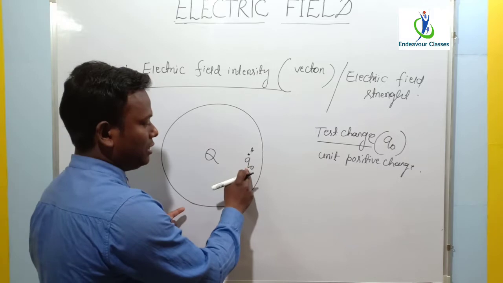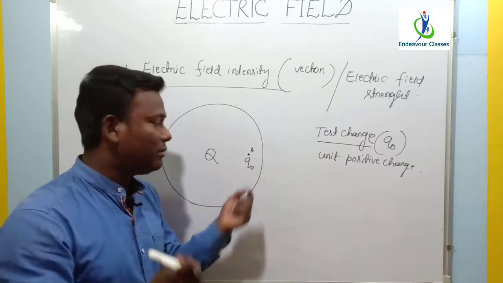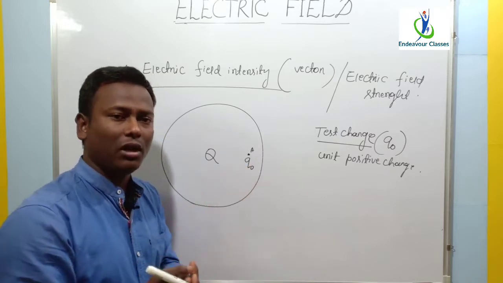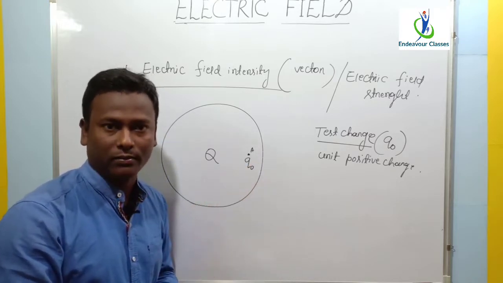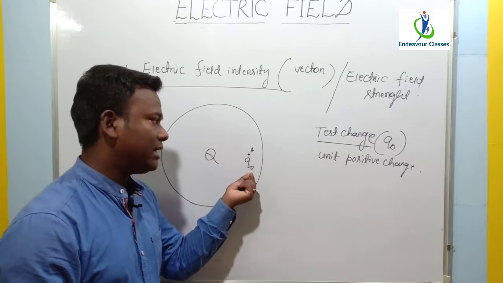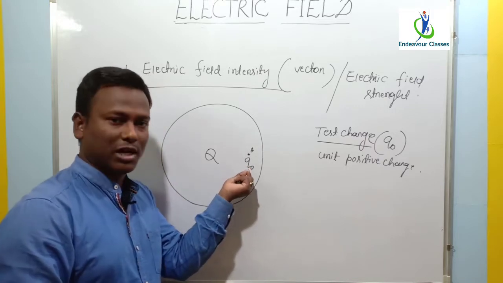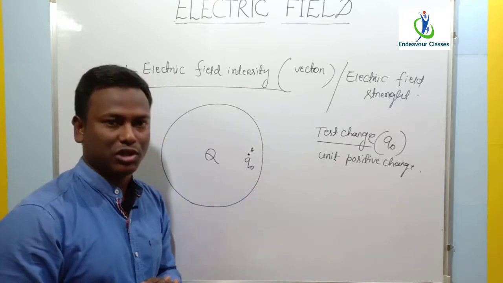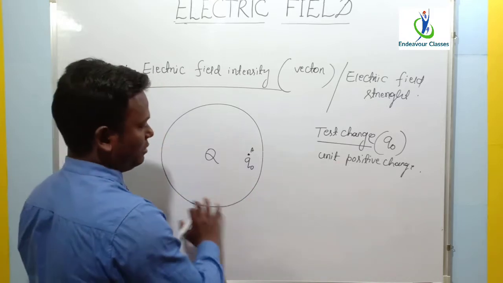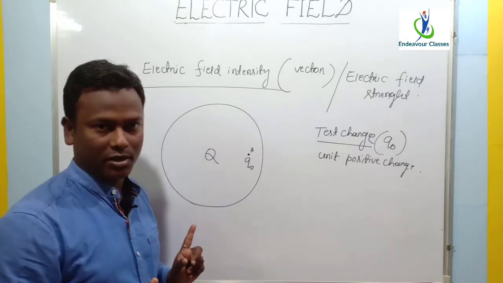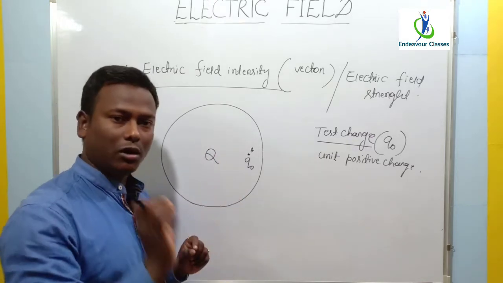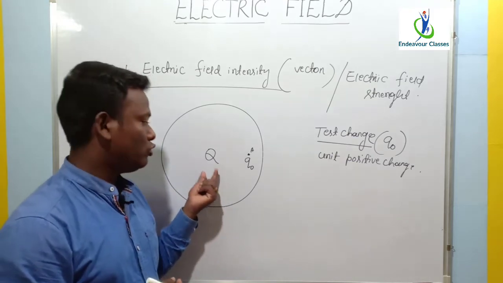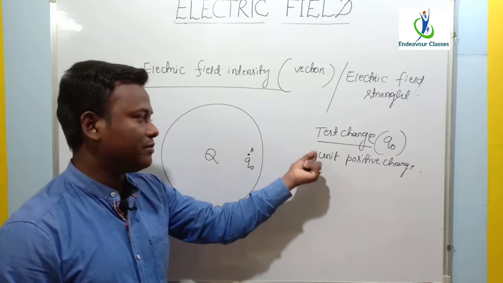If you take a very small amount of charge here, then the field produced by this smaller charge will be very small and it will not interfere in the calculation. So that is why we are taking a very small amount of positive charge, as a unit positive charge, and this is the field of the source charge. So in order to not interfere with the field of the source charge, we are taking a very small unit positive charge.